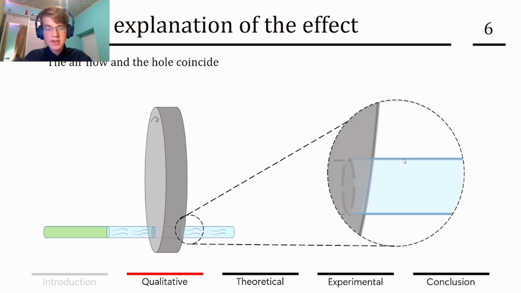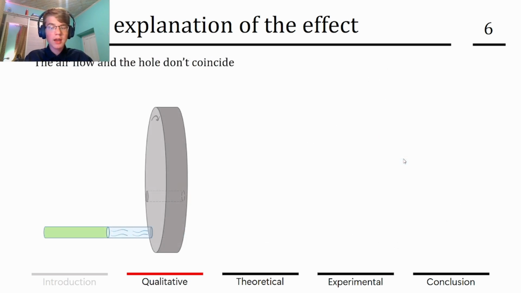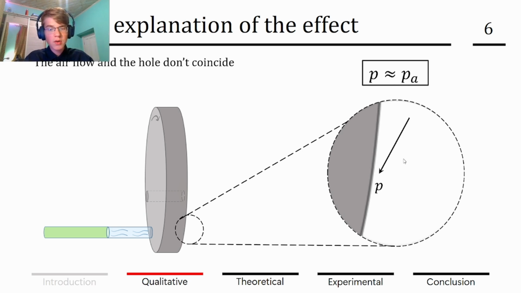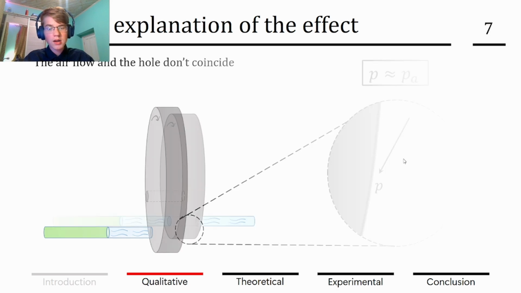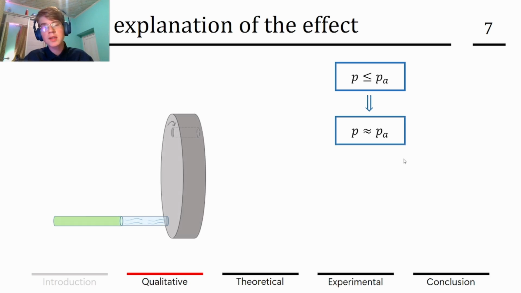As the velocity increases, the pressure in the air jet decreases, and as a result becomes lower than the atmospheric pressure. For cases when the airflow and the hole don't coincide, pressure equalizes or almost equalizes to atmospheric pressure, as there is no airflow. When the airflow and hole coincide, the pressure in the jet is less than atmospheric, then it equalizes or almost equalizes to atmospheric pressure.